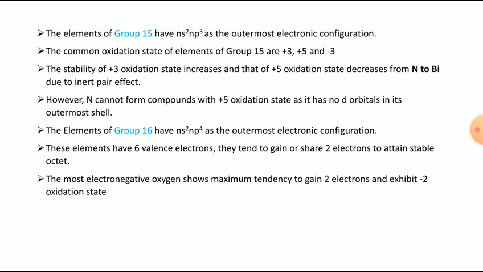The most electronegative, oxygen, shows maximum tendency to gain 2 electrons and exhibit the -2 oxidation state. See, oxygen in most cases shows the -2 oxidation state. The most common oxidation state of oxygen is -2. Other than oxygen, sulfur shows -2, +2, +4, +6 oxidation states. But all the elements show +2 as a common oxidation state in case of group number 16.